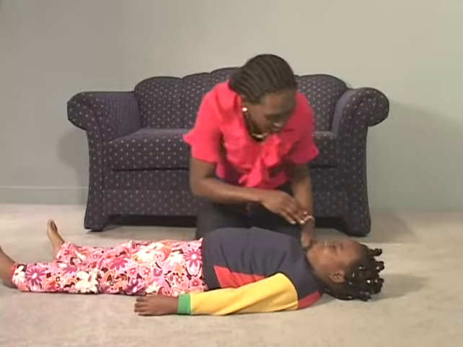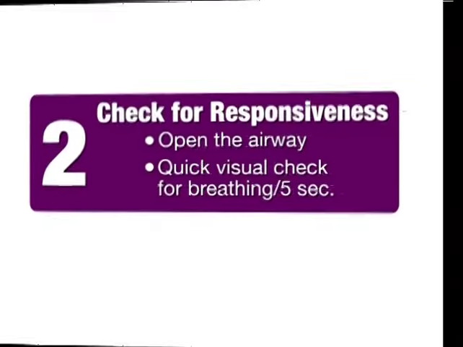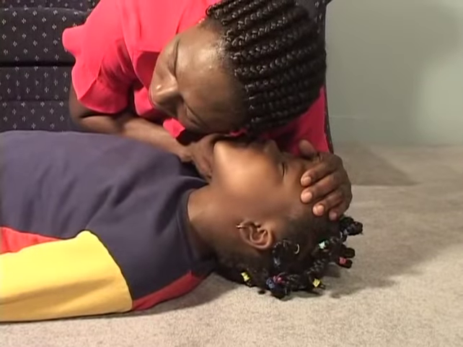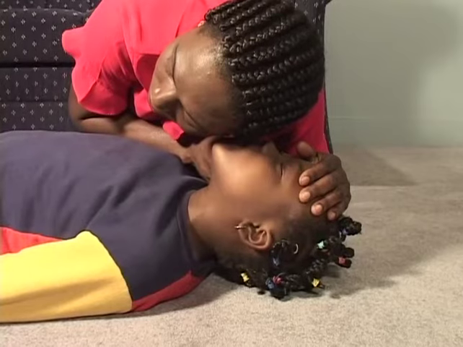If the child is unconscious, assume implied consent and tap the child and shout to see if the child responds. Open the child's airway and do a quick visual check for breathing for 5 seconds. Gasping breaths should not be confused with effective breathing.